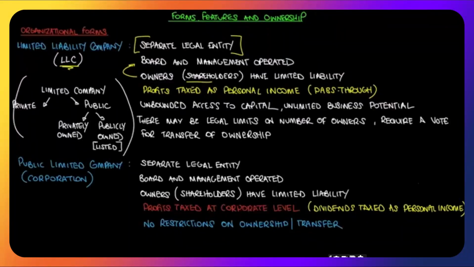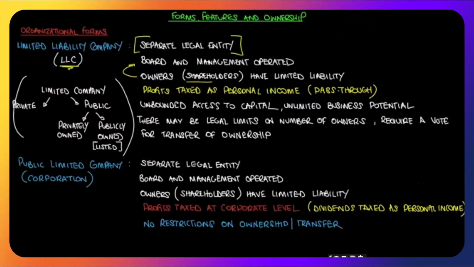Big advantage: unbounded access to capital, and therefore unlimited business potential, because you are not restricted here to raising capital through your owners. Yes, the owners may have put some share capital in, but the business itself as a legal entity can go and raise capital. In terms of how many owners you have in an LLC, there may be, depending on the jurisdiction, legal limits on the total number. And if you want more owners in or owners want to get out, there may be a vote required amongst the other owners to okay that transfer or veto it, as the case may be.